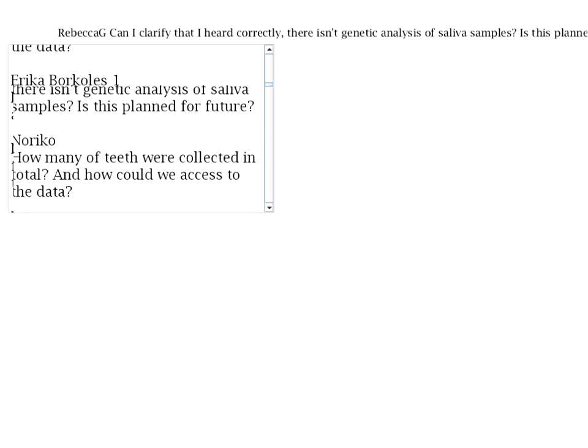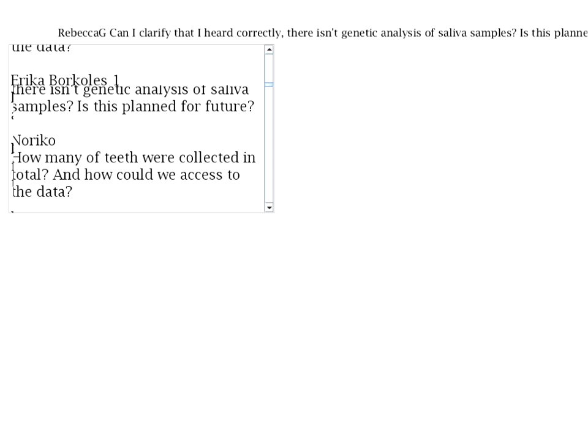There's a question of how many teeth were collected in total and how could we access the data. I think there is some information on the CLS website about the teeth, and I think a report has been written, but I'm afraid I don't know the answer to how many teeth were collected in total. There might be something that we need to come back to.